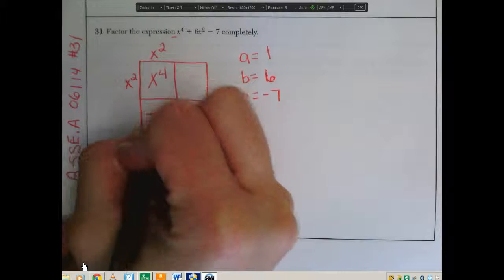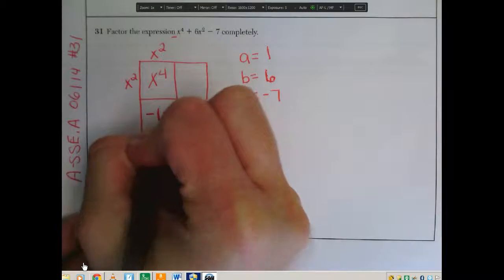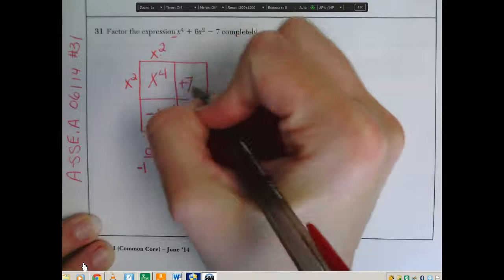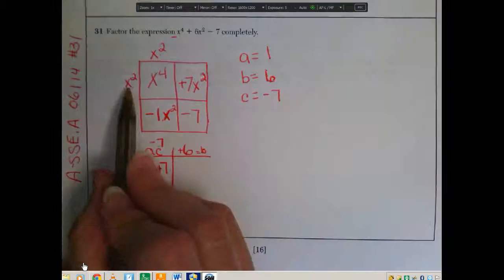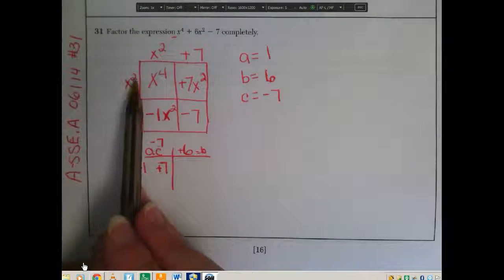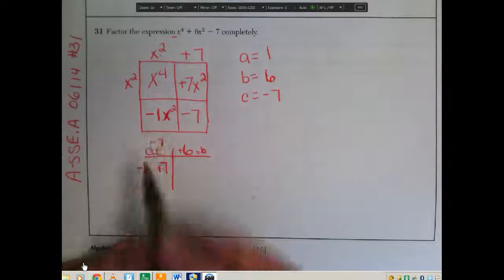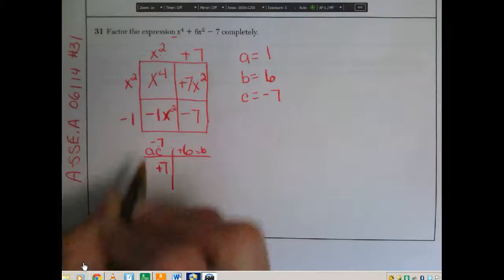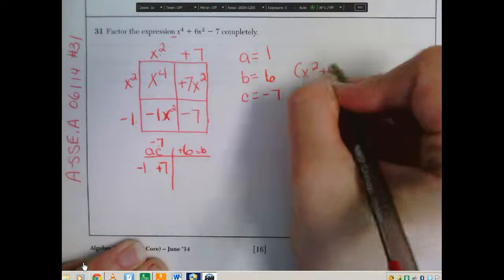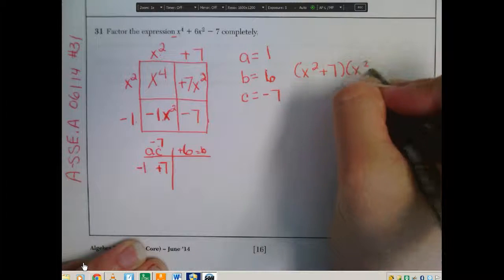So here I'm just going to write -1, and then I have to put the x. And normally we would put just a plain x, but in this case I have to put an x squared. Here I'm going to write the +7x with the square. So now I'm going to ask myself, x squared times what number will give me +7x? 7. X squared times what number will give me -1x? -1. So now I know that this factors to be x squared plus 7 and x squared minus 1.